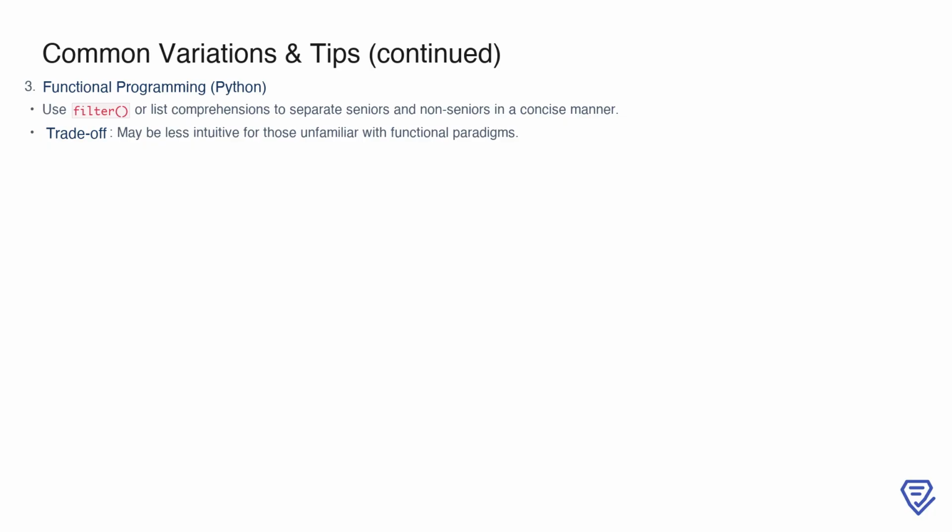Another way to solve this problem is by leveraging functional programming techniques available in Python. For example, you can use the built-in filter function or list comprehensions to separate seniors and non-seniors in a concise and elegant manner. These methods allow you to express the logic in a more declarative style, which some developers find more intuitive and readable. However, a potential drawback is that functional programming paradigms may feel less familiar or intuitive to those who aren't accustomed to using them extensively.